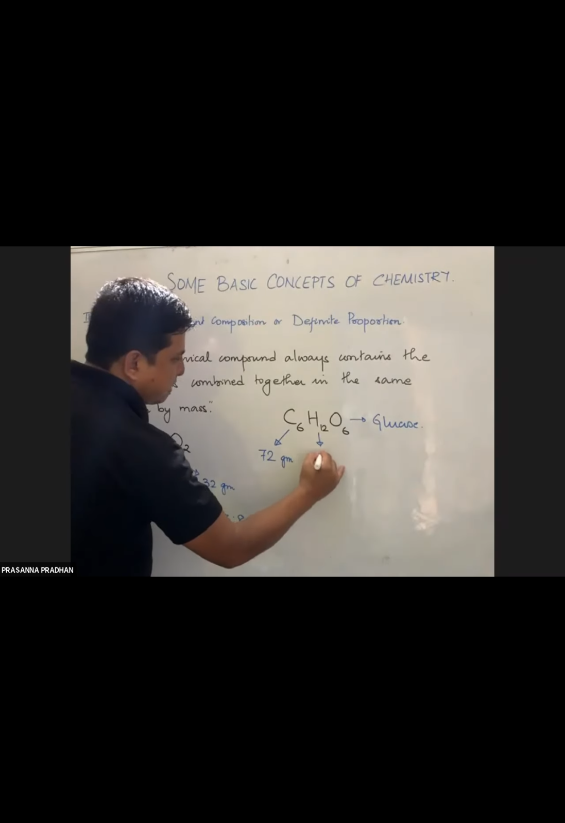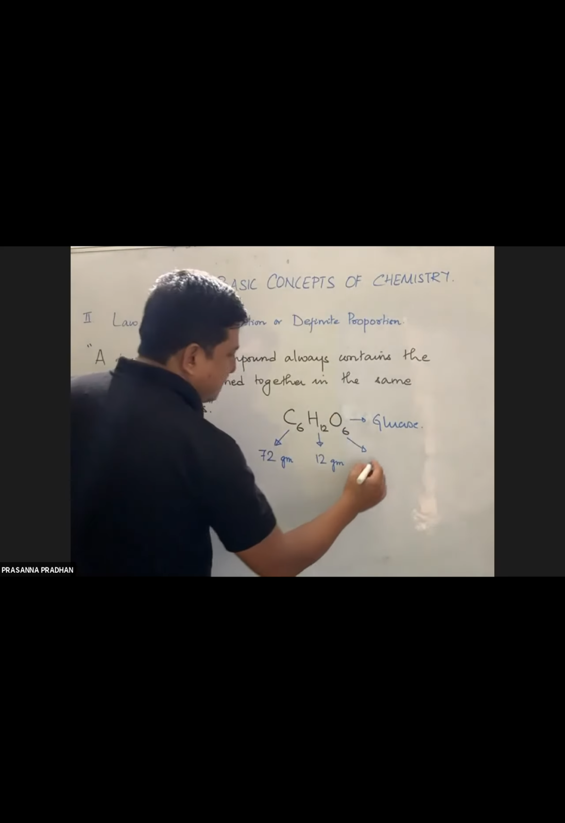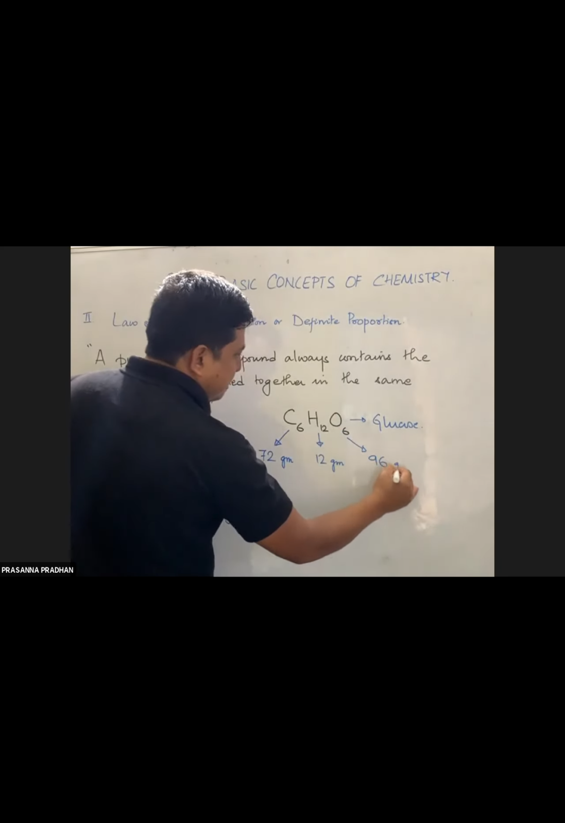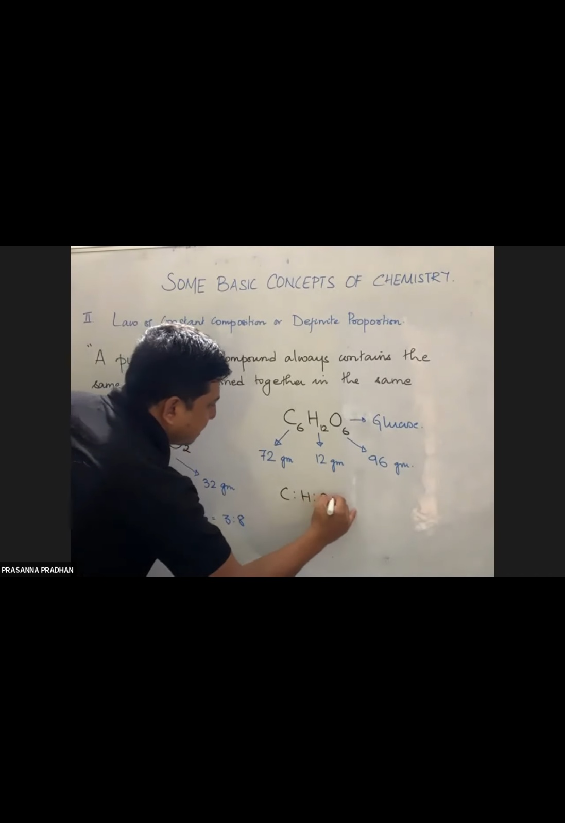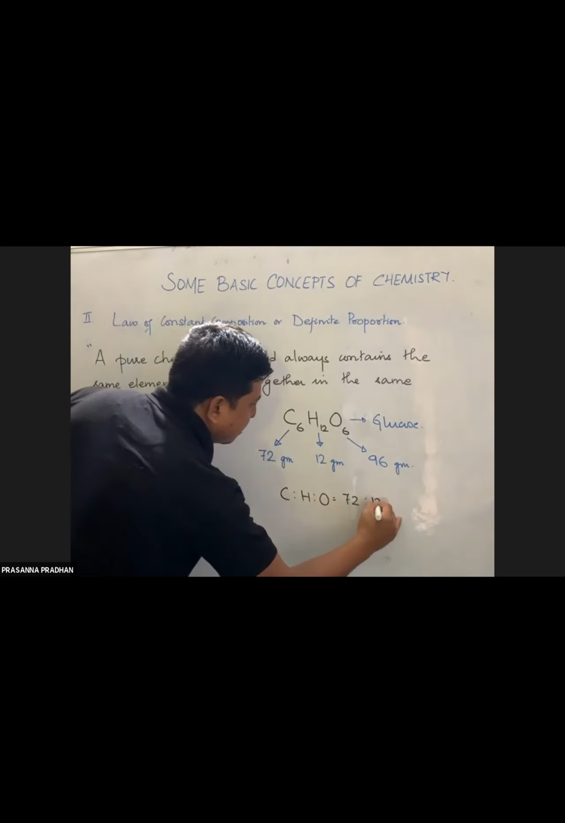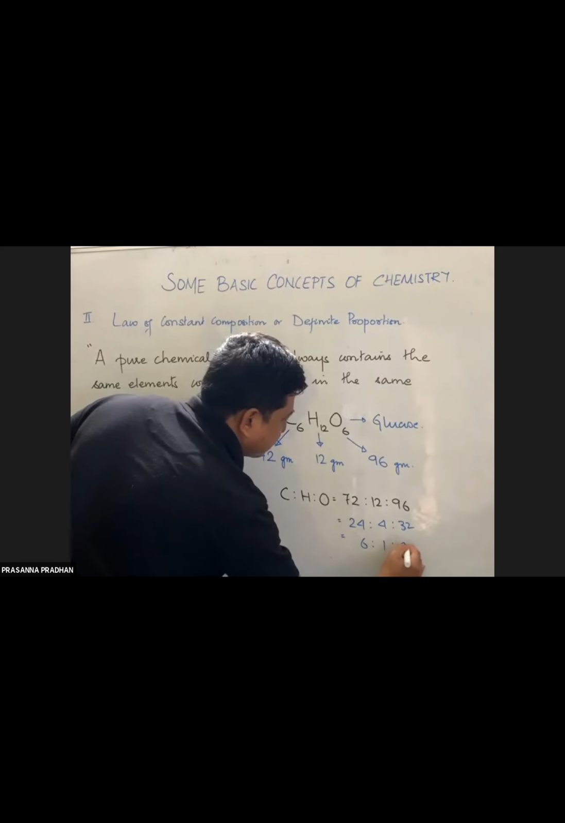12 into 1 is 12 gram. 6 into 16 is 96. So in glucose, what is the ratio of carbon, hydrogen, and oxygen then? It will be 72 is to 12 is to 96. So you can easily find out the simplest ratio. So 6 is to 1 is to 8. So 6:1:8.